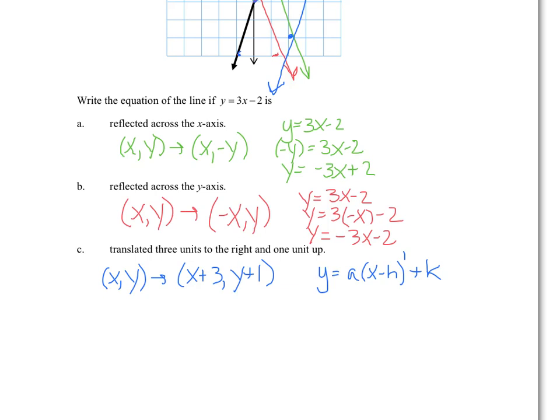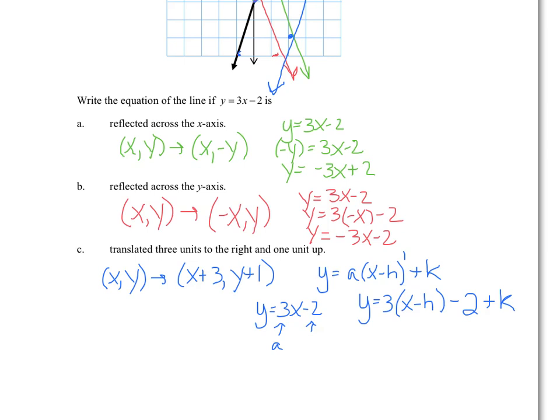Our original equation was y equals 3x minus 2. So we know that this is going to be a, and we know that we're going to be subtracting 2 from the function. So y is going to equal 3 times (x minus h), and then we're going to be taking away 2, but we have our plus k. This h and k is what we call our vertex if we have a quadratic, but it's really how a point on our graph is changing.